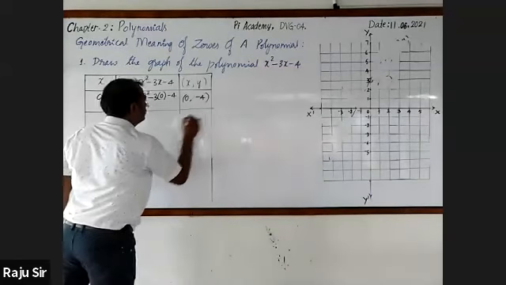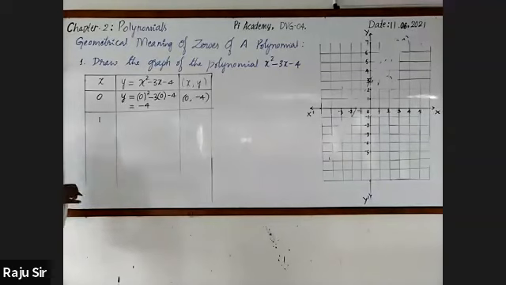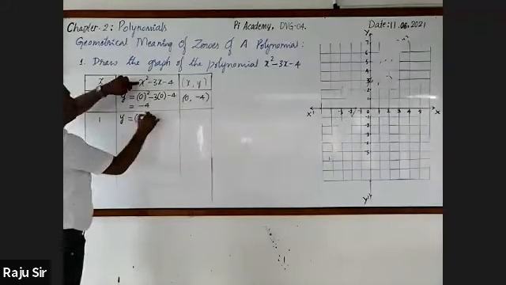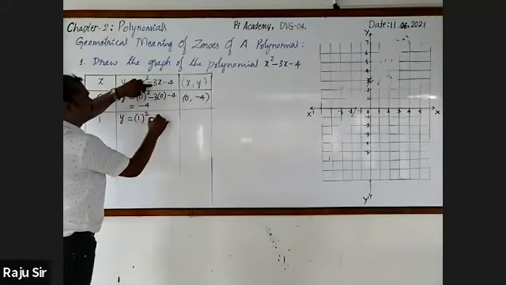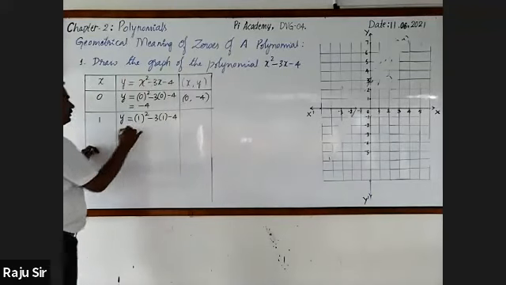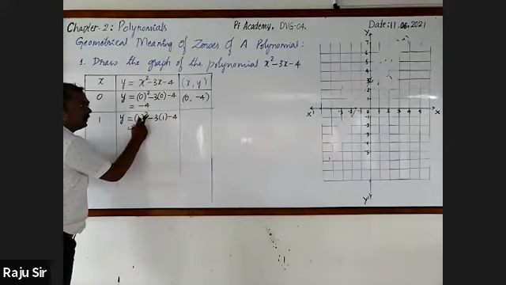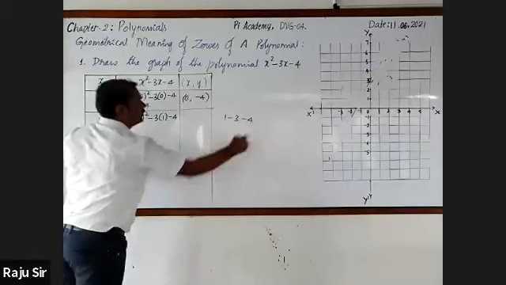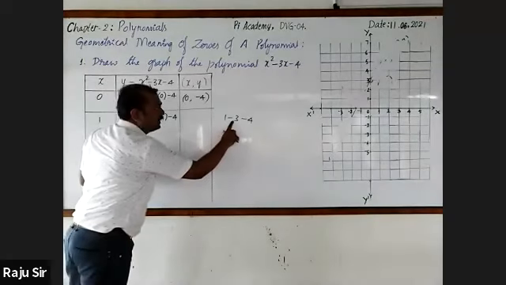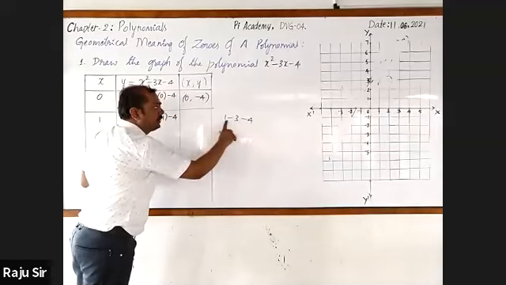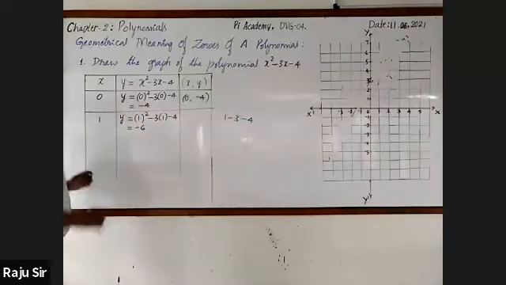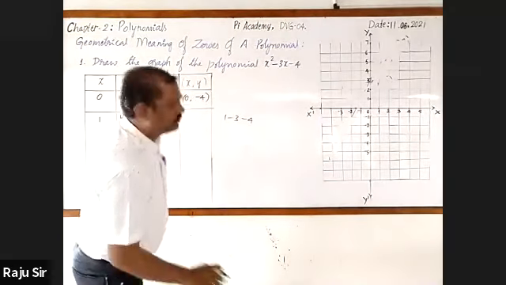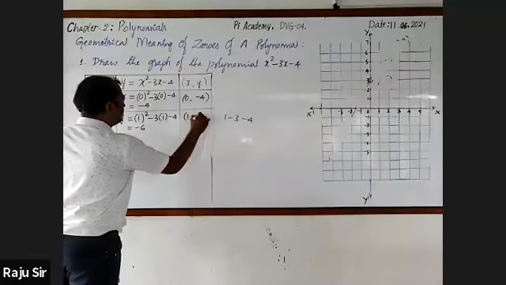Let us take 1. Y is equal to, write 1 in place of x: 1 whole square minus 3 into 1 minus 4. Here, 1 square is 1, 3 into 1 is 3, so it is 1 minus 3, then minus 4. Minus 3 minus 4 is minus 7, minus 7 plus 1 is minus 6. It is 1 comma minus 6.